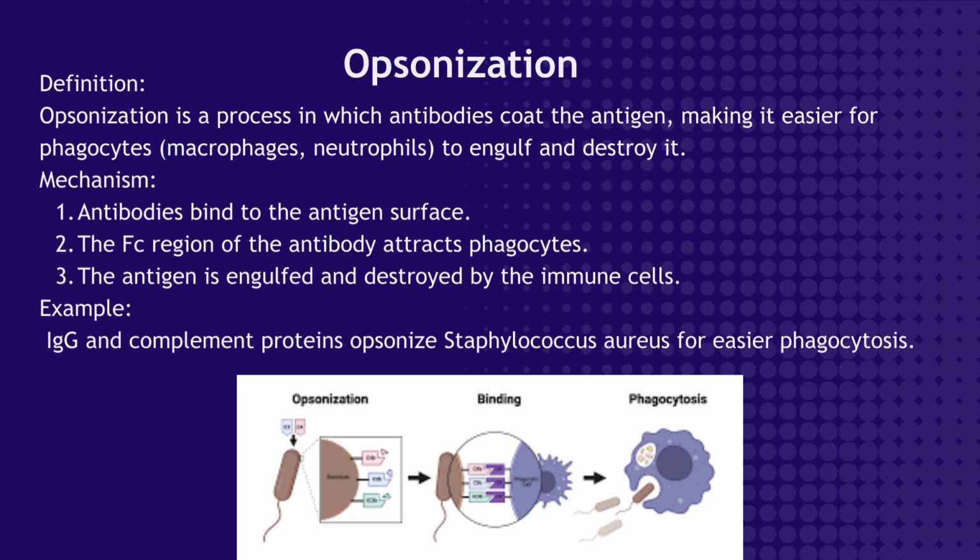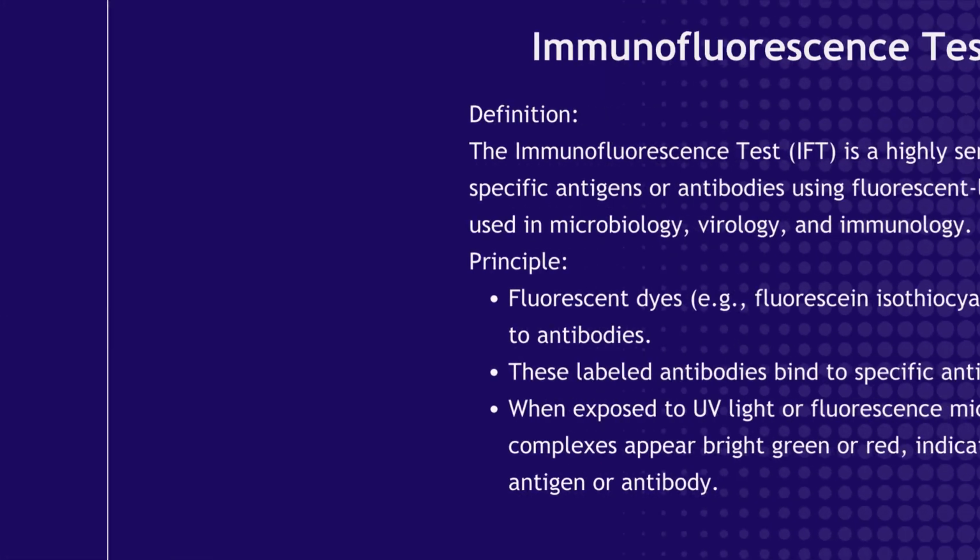The Fc region of the antibody attracts phagocytes. The antigen is engulfed and destroyed by the immune cells. Example: IgG and complement proteins opsonize Staphylococcus aureus for easier phagocytosis.